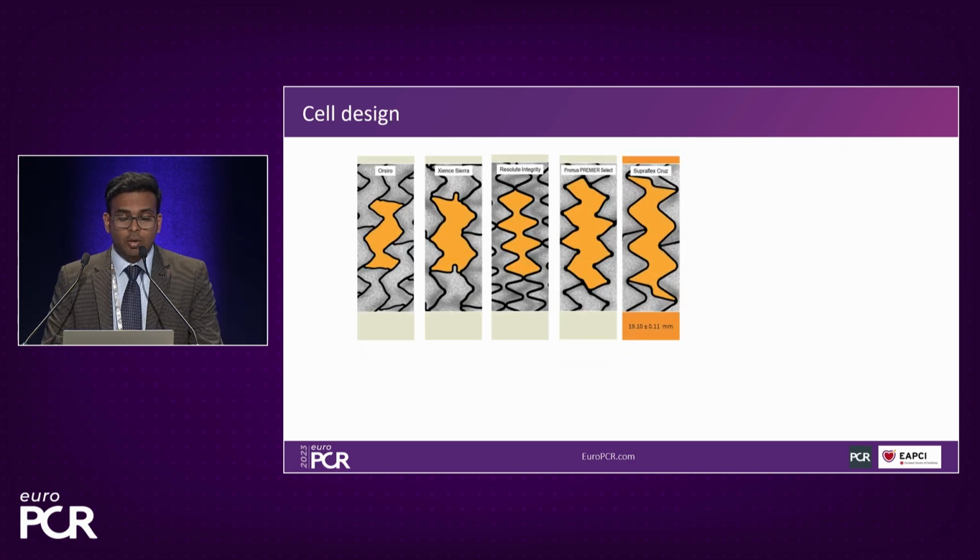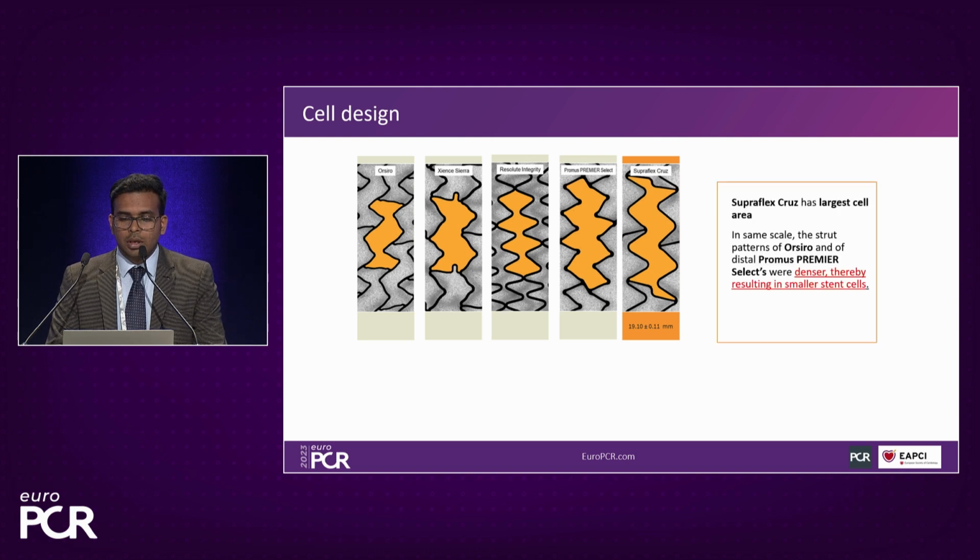And in the context of bifurcation, one important thing is the cell design. So Supraflex Cruz has in the same class the highest cell area to work with, which is very important in preserving the side branch.